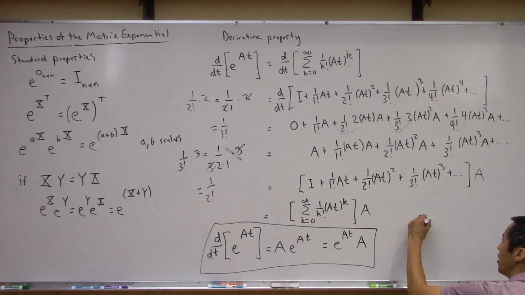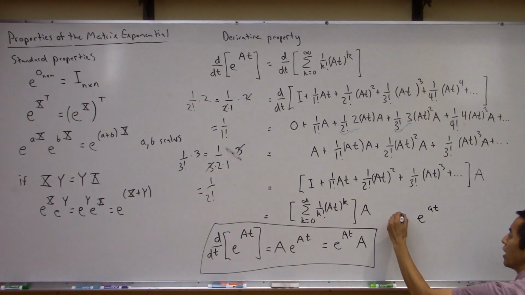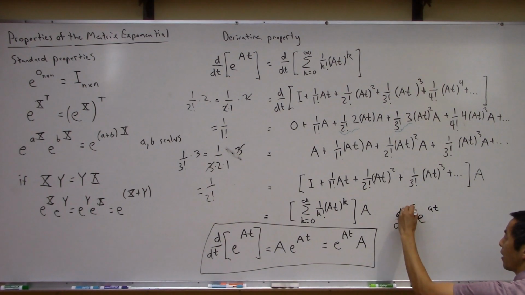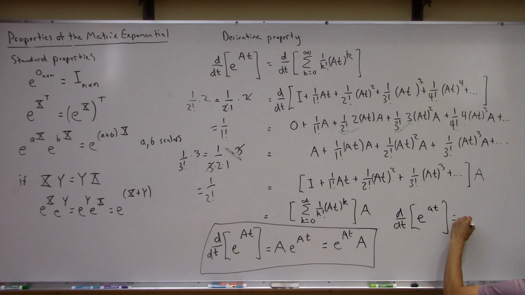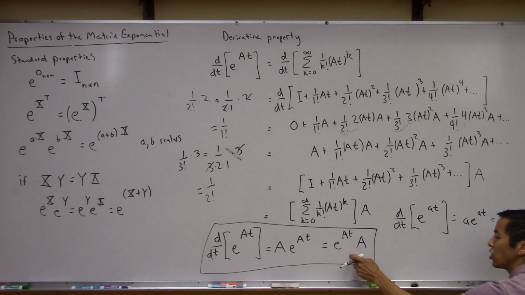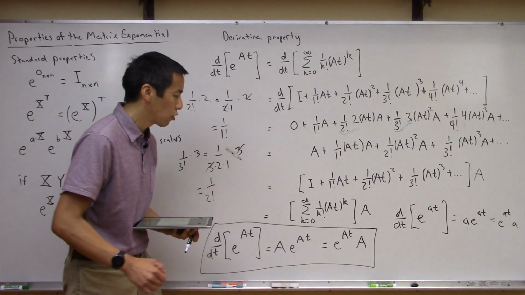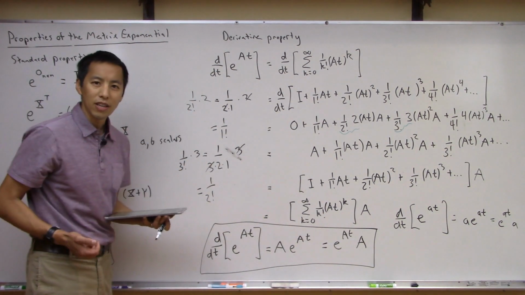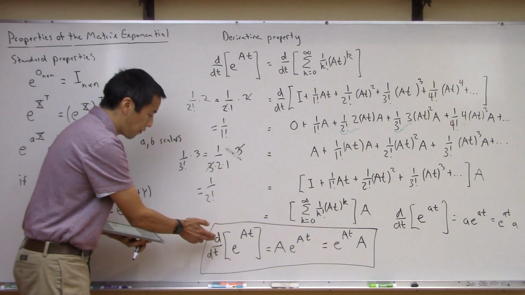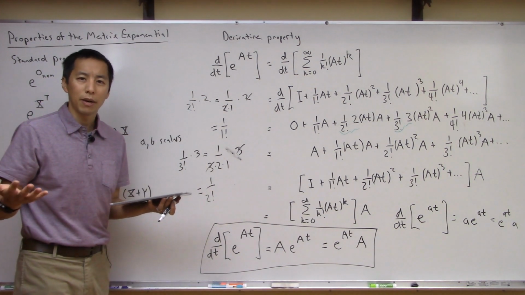If you had e to the lowercase at, and these are just scalars, and you take its time derivative, I think everyone would agree that this is just a e to the at, or you could put this a on the other side if you want. For scalars, it doesn't matter how you want to write this. We see the exact parallels show up in the matrix exponential as well, due to this process. So this is another fascinating property of the matrix exponential when we're talking about taking time derivatives.